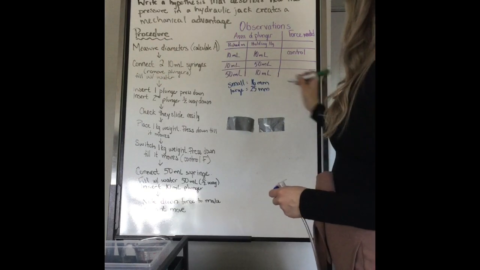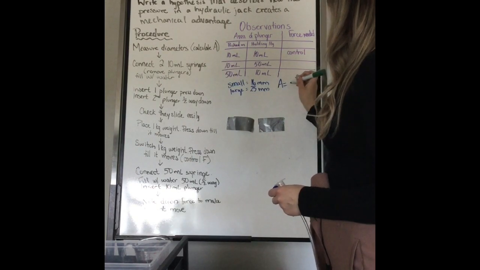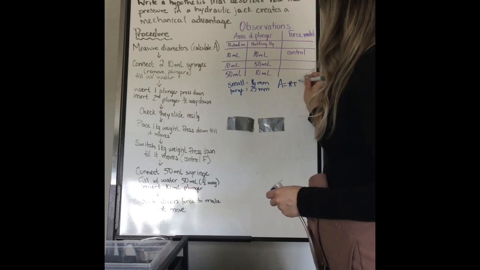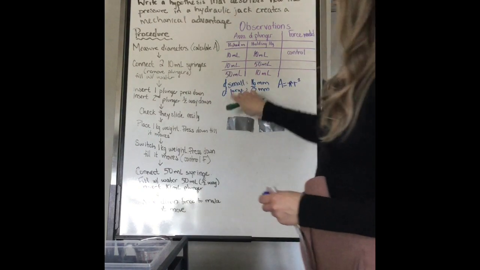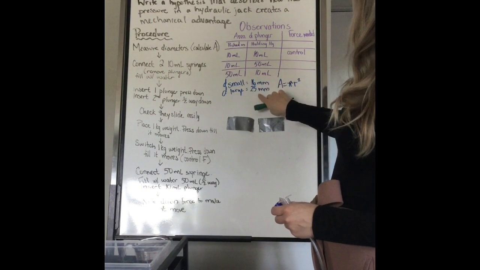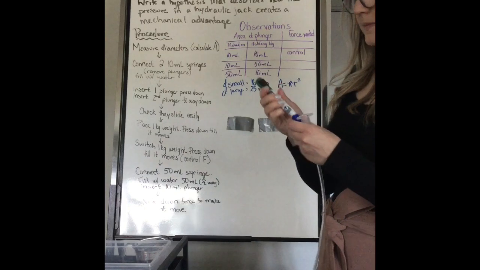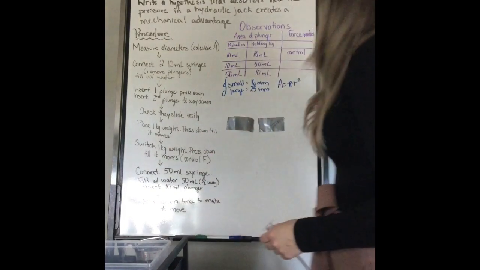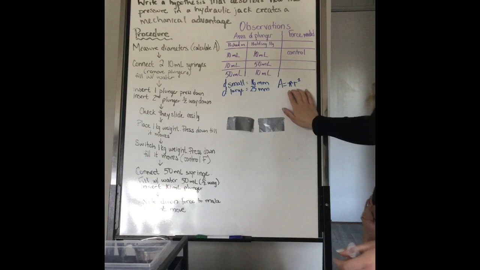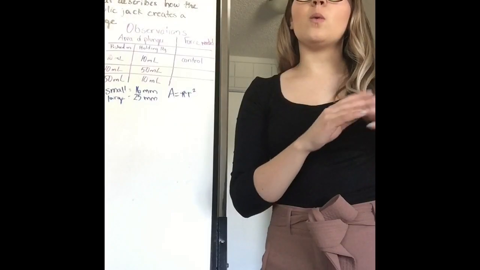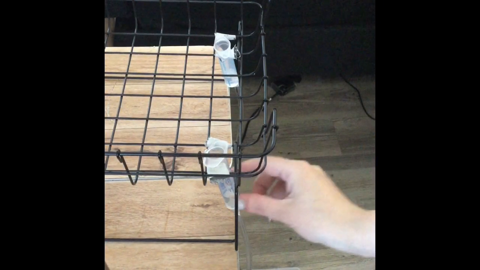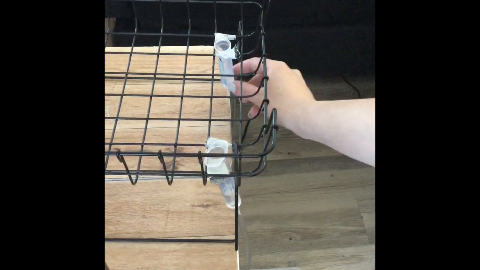Next, you need to calculate area. So area equals pi r squared. But this is the diameter, so make sure that you're dividing these in half to give you your radius. So in your observations, you should do that calculation to figure out the area where we will actually be performing our experiment. Okay, so I have our two 10 mil syringes in my stand.